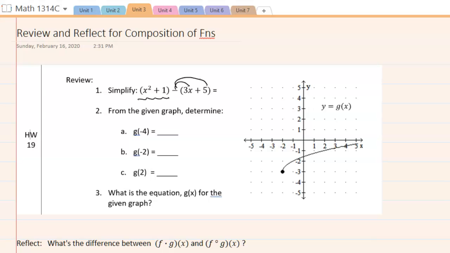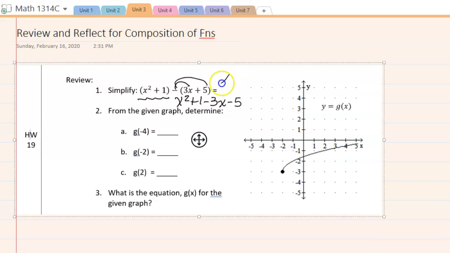Doing this will result in x squared plus 1 minus 3x minus 5. We can now add like terms to get x squared minus 3x minus 4.